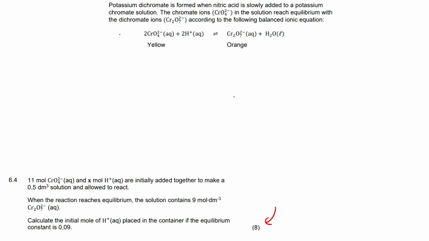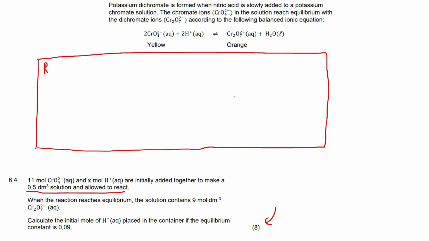11 moles of CrO42- and X moles of H+ are initially added together to make a 0.5 dm³ solution and allowed to react. Okay, so this is definitely a Kc table kind of vibe. So let's go and draw ourselves our table.